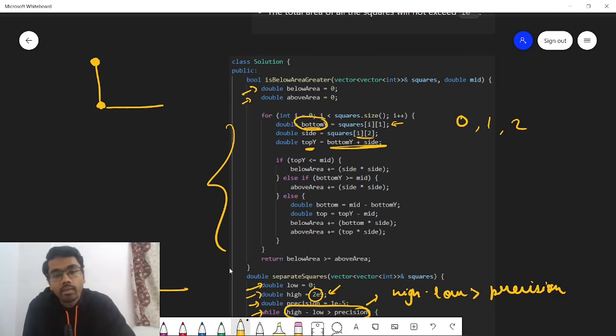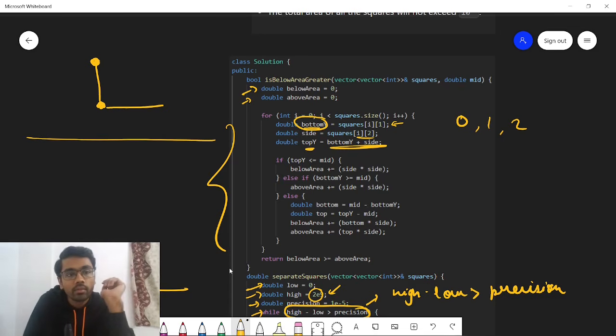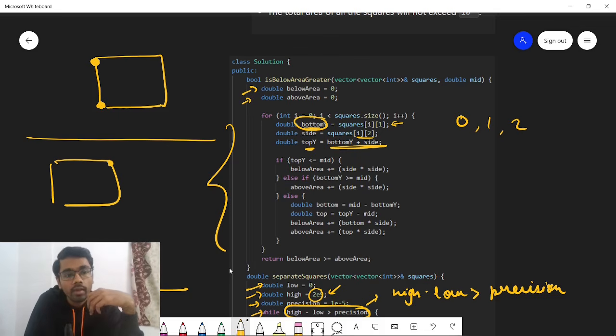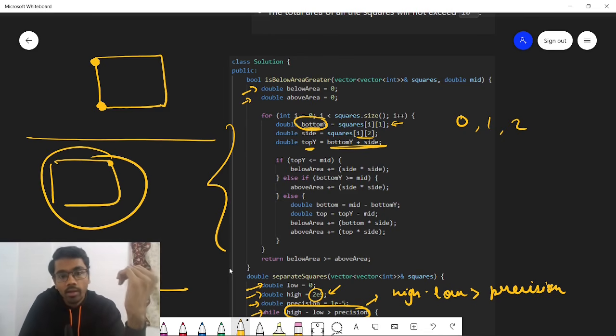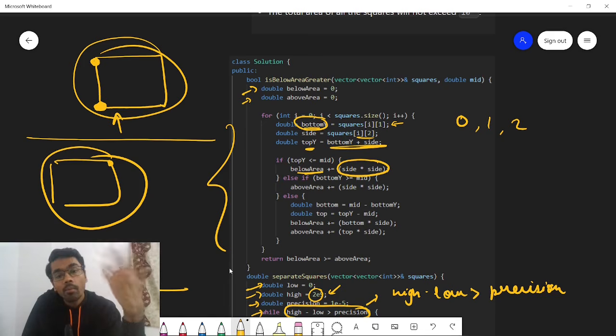Then we are calculating the area below this midline and the area above this midline. So how can we say that a particular square is in the below area or the above area? Simply, we have seen the scenario. We will check each and every square's top point and bottom point. If the top point is less than or equal to mid, that means that particular square is in the below area. So we will add that area into the below area. And if some square's bottom point is above this middle line, that means that square is in the above area. So we will add that square's area into the above area.